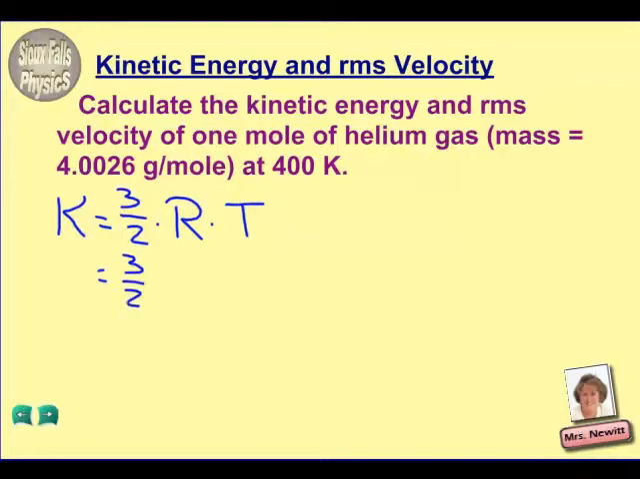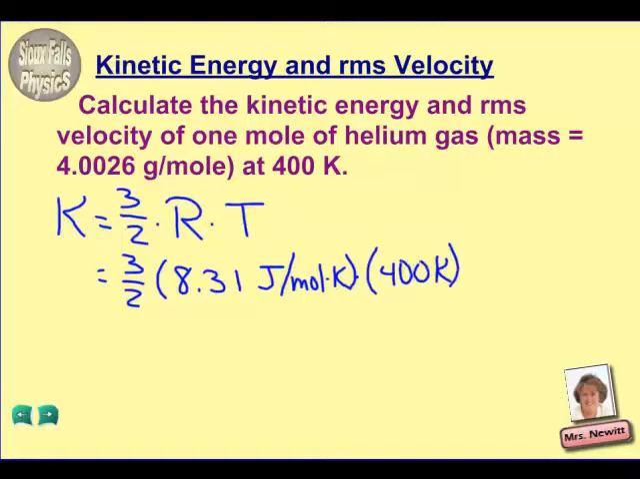And again, our constant R is 8.31 joules per mole Kelvin times our temperature of 400 Kelvin. Notice that what we're going to end up with is the Kelvins will cancel out, and we will be ending up with an answer in joules per mole. And if we calculate those all out, we end up with a kinetic energy of 4,990 joules.